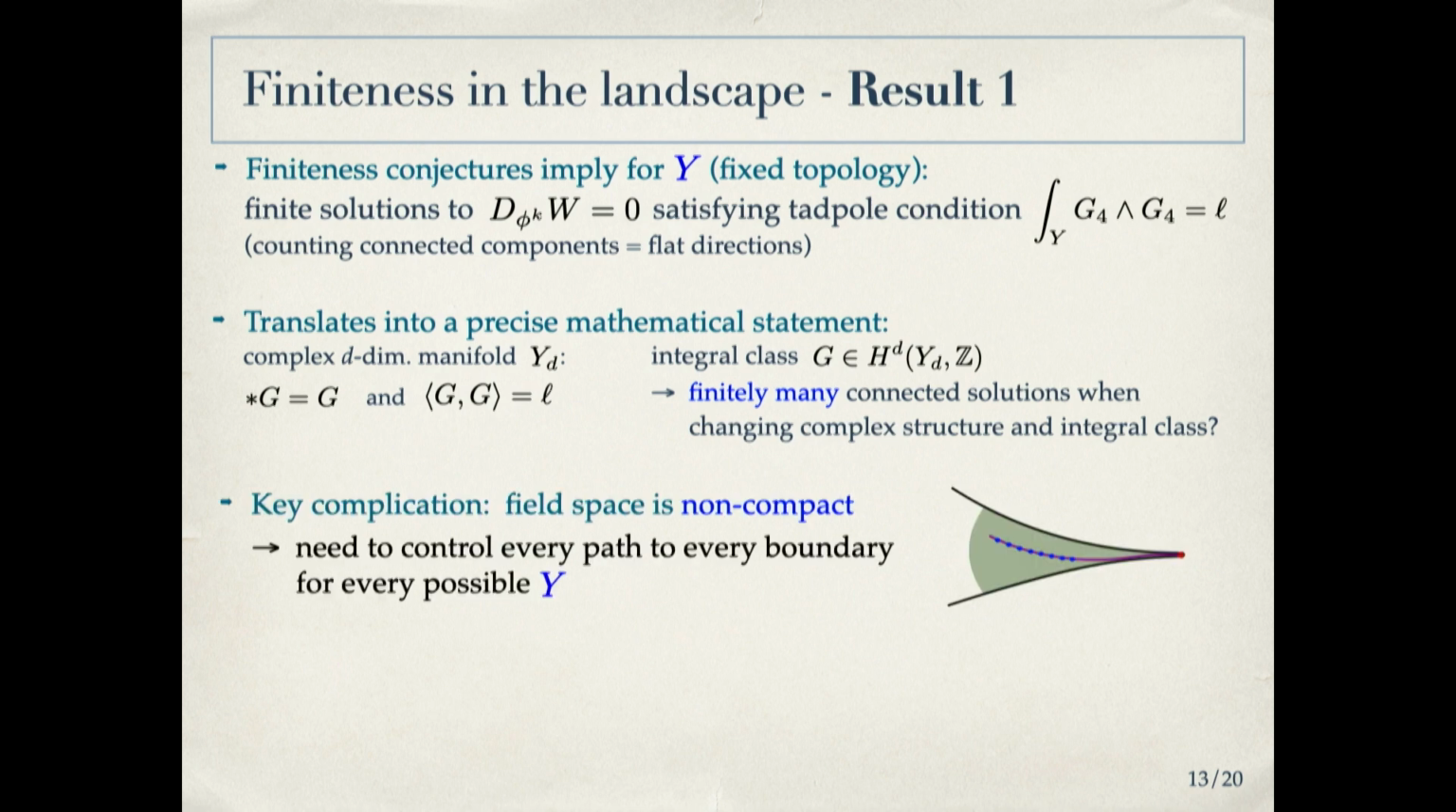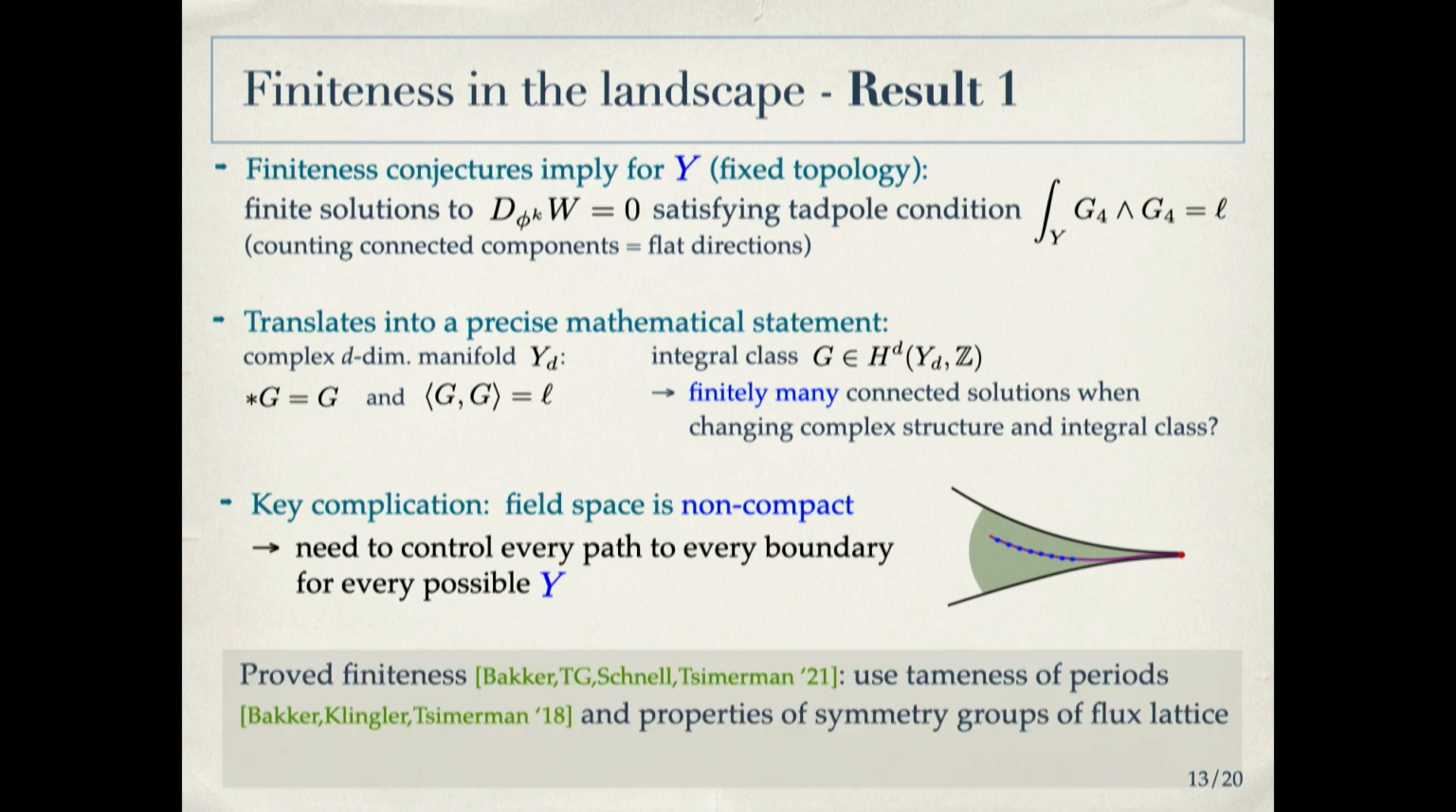The key complication is that the moduli space is non-compact. That means I need to control every path to every boundary of every possible Calabi-Yau manifold. And that seems completely intractable if you do it step by step. But due to this recent tameness revolution, we were able to use the tameness of the periods, these functions Pi, and some properties of the symmetry groups of the flux lattice to actually show that this vacuum locus is not only finite, but it's actually a tame set. So for example, it never contains these spirals.